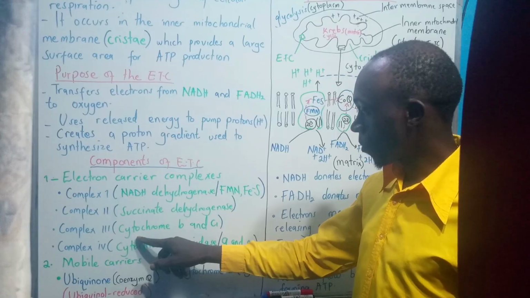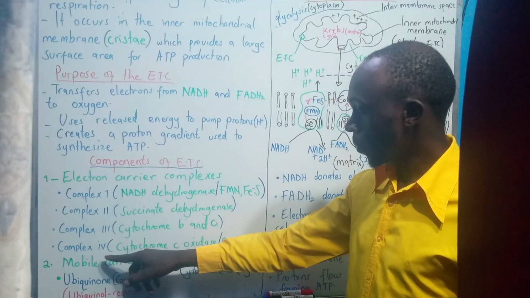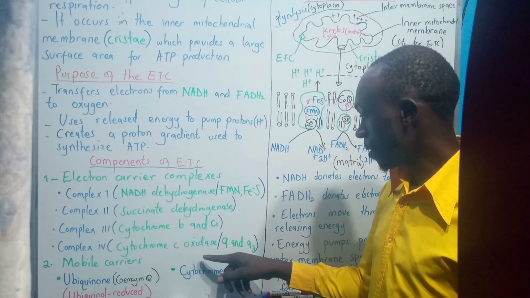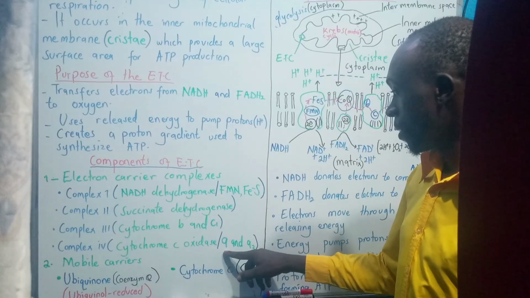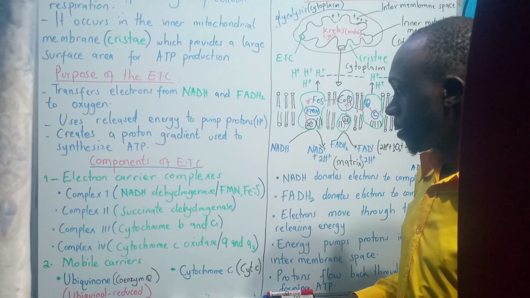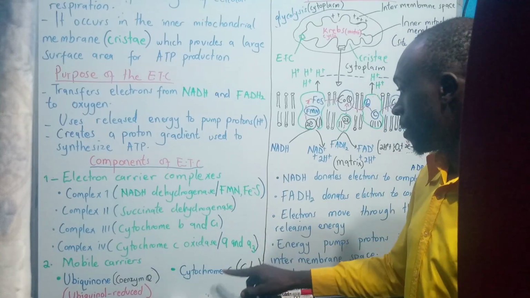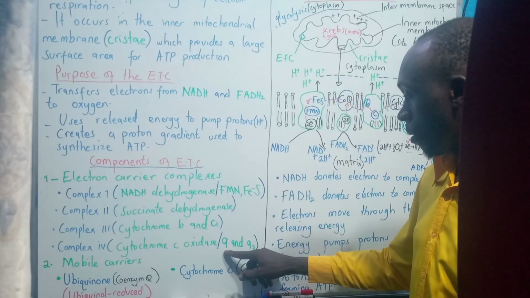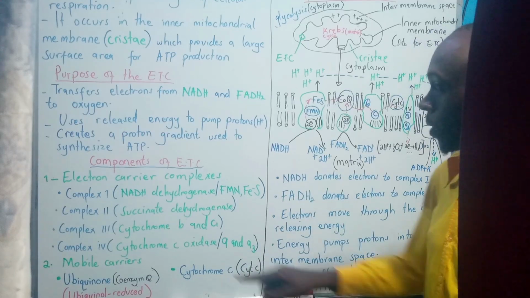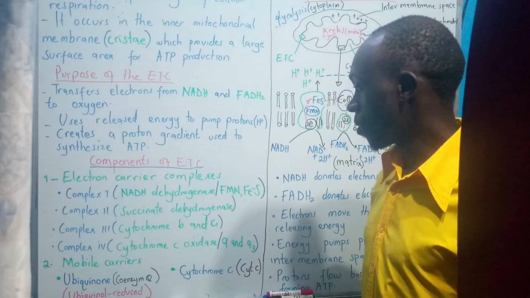So complex number 3, we have proteins containing cytochrome B and then cytochrome C1. Complex number 4, we have cytochrome C oxidase, and then we have protein complexes A and A3. So protein complex 4 contains an enzyme, cytochrome C oxidase, and also the proteins cytochrome A and cytochrome A3. So these are all electron carriers: complex 1, complex 2, complex 3, and complex 4.